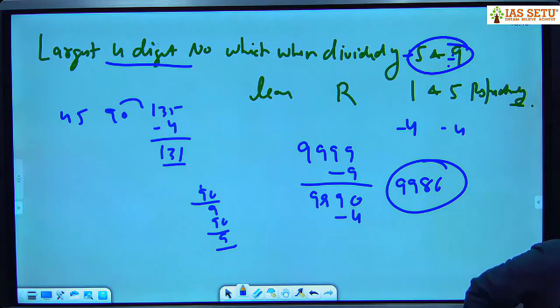Continuous series, question number 2. Okay, I will take it. ठीक है, वो PYQ ही है. Could you please repeat the co-prime property, sir?